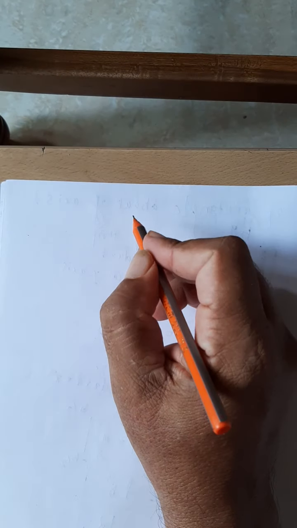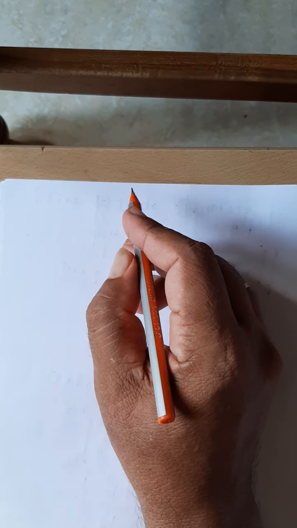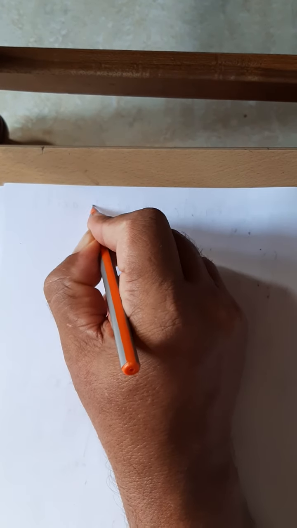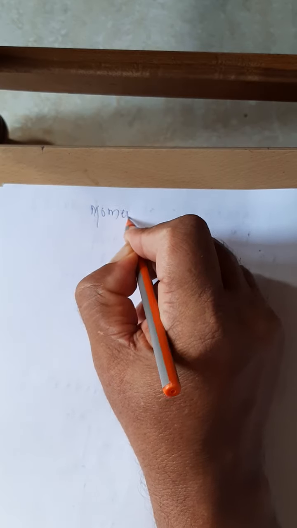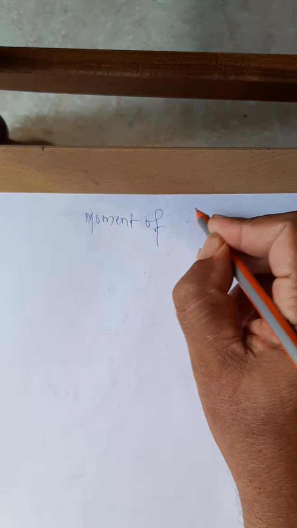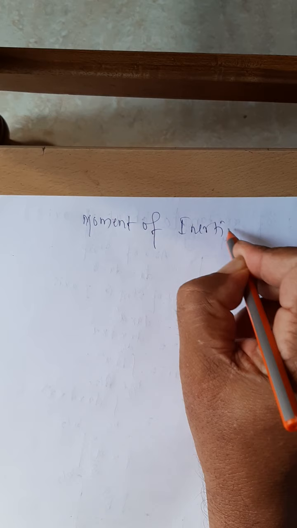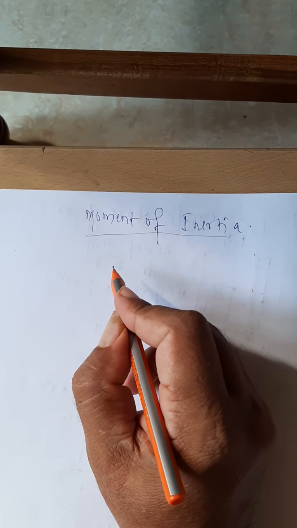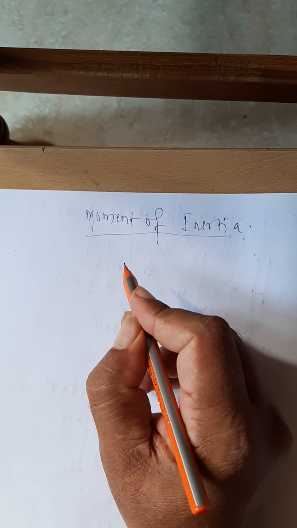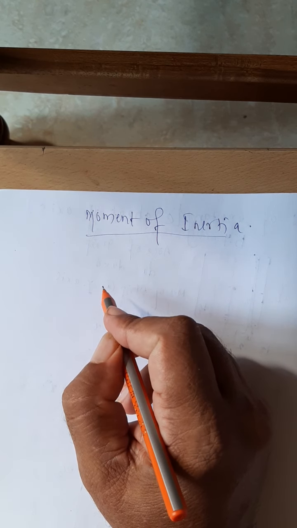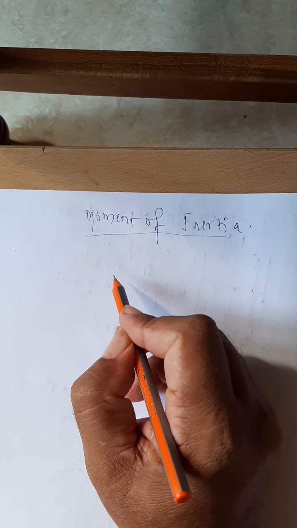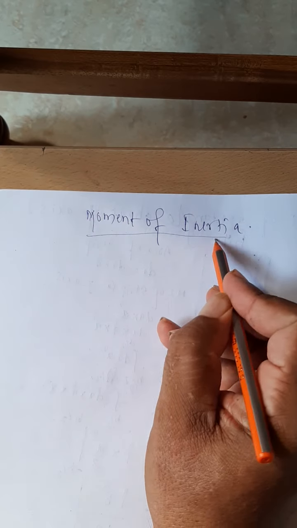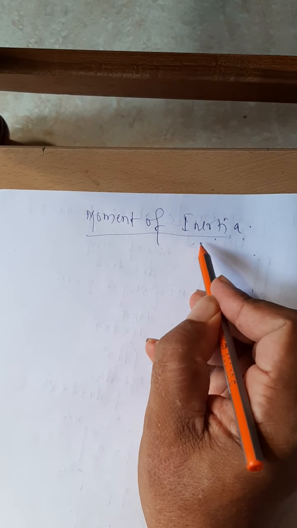Yes, friends, today I am going for the next part of the module, that is the moment of inertia. So, the basic definition of moment of inertia: it is just a geometrical property, like the area or perimeter of a given geometry. Like that, the moment of inertia is also a geometrical parameter.